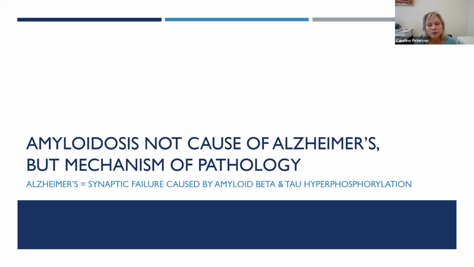So Alzheimer's is a synaptic failure that is caused by the amyloid beta plaques and the tau hyperphosphorylation. But something is driving that. And that is what we need to look at. That's what we need to find. And that's what we need to address. And that's what this program is about.